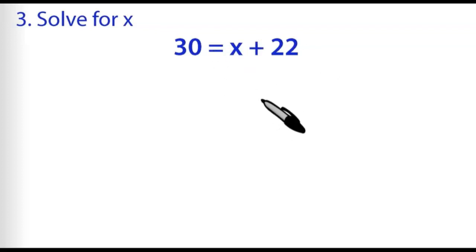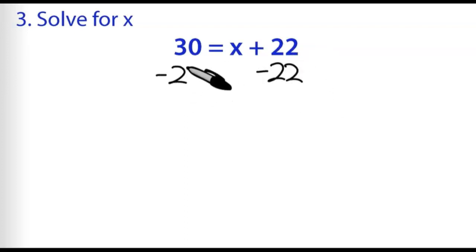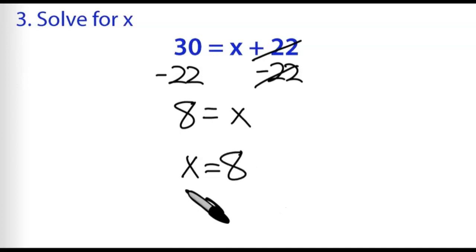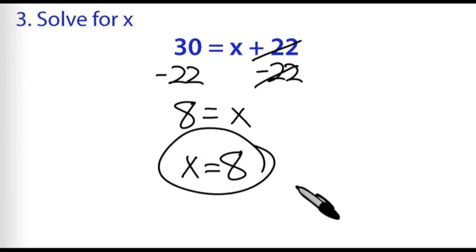So we need to get x all by itself. So we need to subtract this 22. And we need to do that to both sides. So on this side, we have 30 minus 22, which is 8. And on this side, the plus 22 and the minus 22 cancel out, leaving just x. So we have 8 equals x. And so x is all by itself on one side of the equal sign. But for it to read better, it's better to have x on the left side of the equal sign like this. So x equals 8.